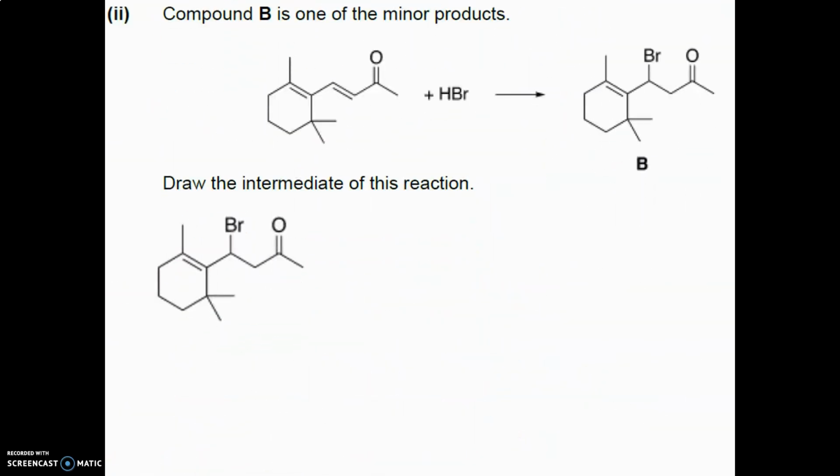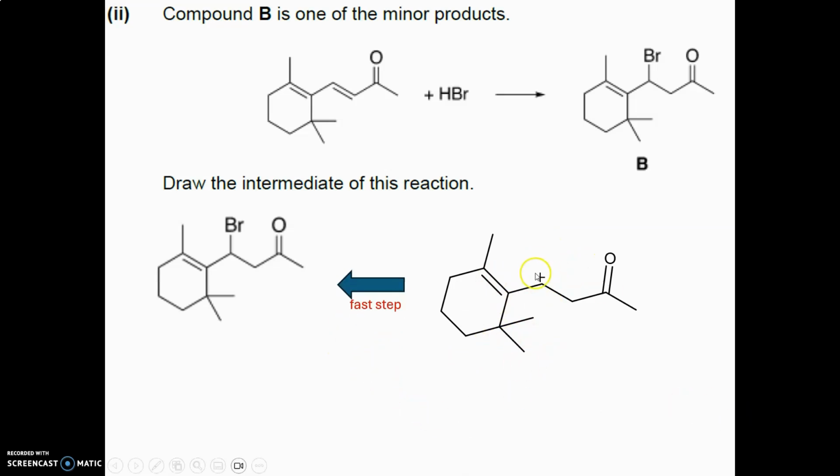Part 2, compound B is a minor product, and the intermediate of this reaction. We know that for electrophilic addition reactions, the intermediate is a carbocation. So you just need to draw the carbocation intermediate which led to the formation of B, which looks like this. And then the Br minus is going to attack this C plus to produce the product B.